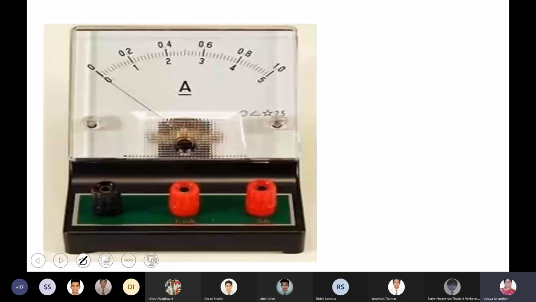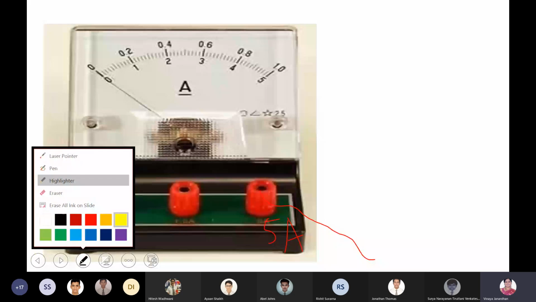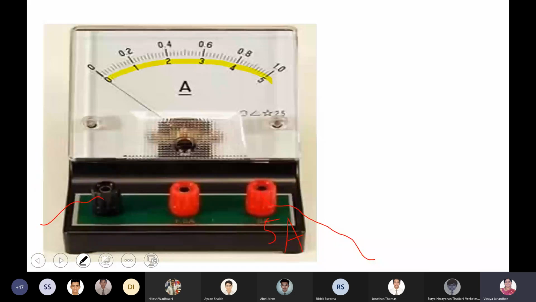If I take these two knobs, black is already there. The red is the 5 ampere red knob. Then for my scale of measurement, I should look at this scale, because it measures from 0 to 5. Is that clear, boys? Now, how will I find my least count?